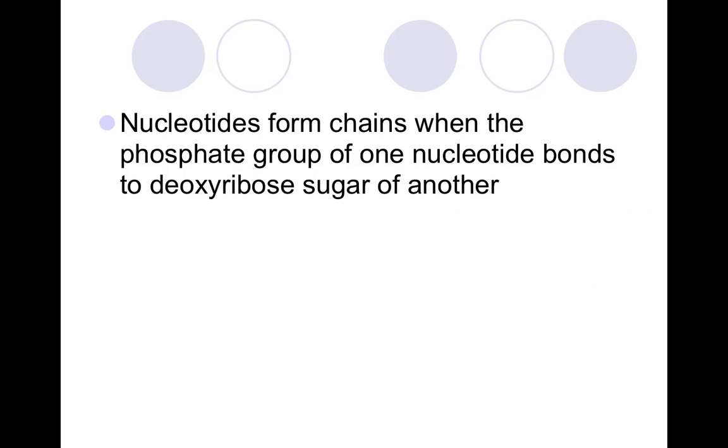Nucleotides form chains when the phosphate group of one nucleotide bonds to the deoxyribose sugar of another. So these nucleotides are going to form very, very long chains, and the chain forms by the bonding of the sugar and the phosphate, and that is going to make the outside layers of our ladder of DNA.